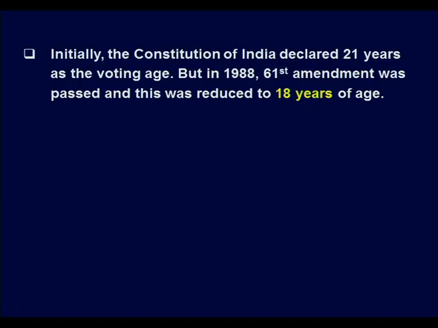Now, let us see who will vote in the elections. Initially, the Constitution of India declared 21 years as the voting age. But in 1988, the 61st Amendment was passed. Children, what is the meaning of amendment? If anything is to be changed in the Constitution, that can be done through an amendment. So, the 61st Amendment was passed. This reduced the age to 18 years. That means the present eligible age for voting in the elections is 18 years now.